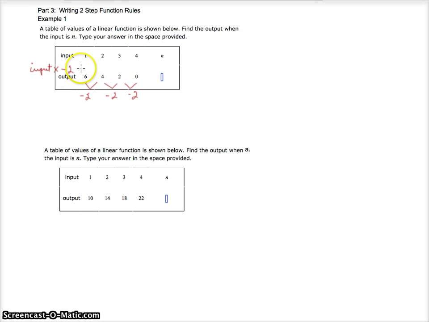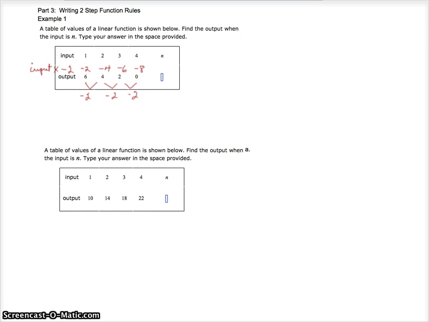-2 times 1 is -2. 2 times -2 is -4. 3 times -2 is -6. And 4 times -2 is -8.